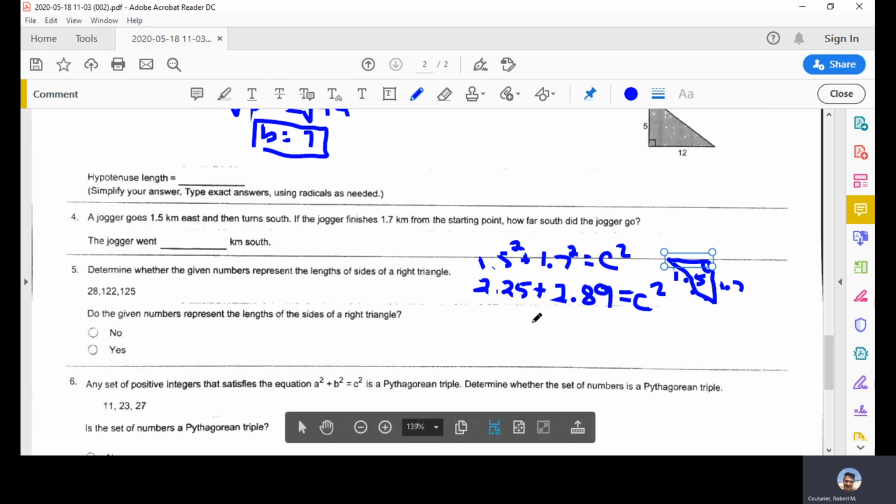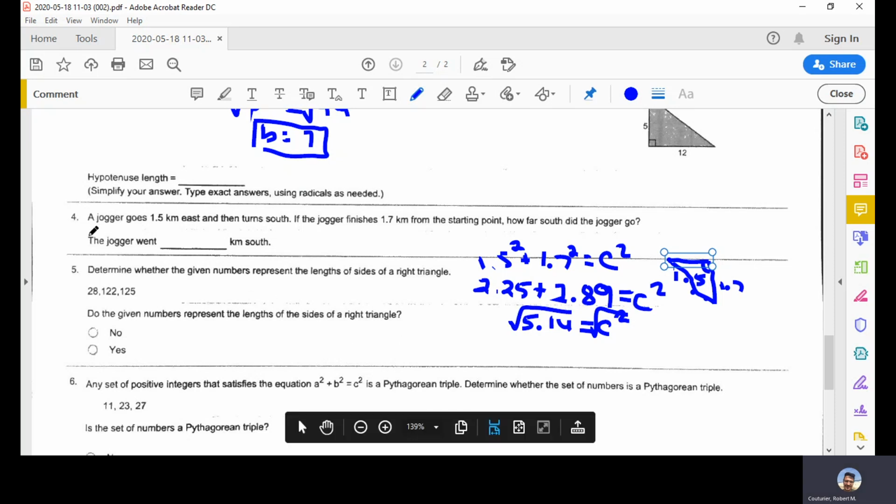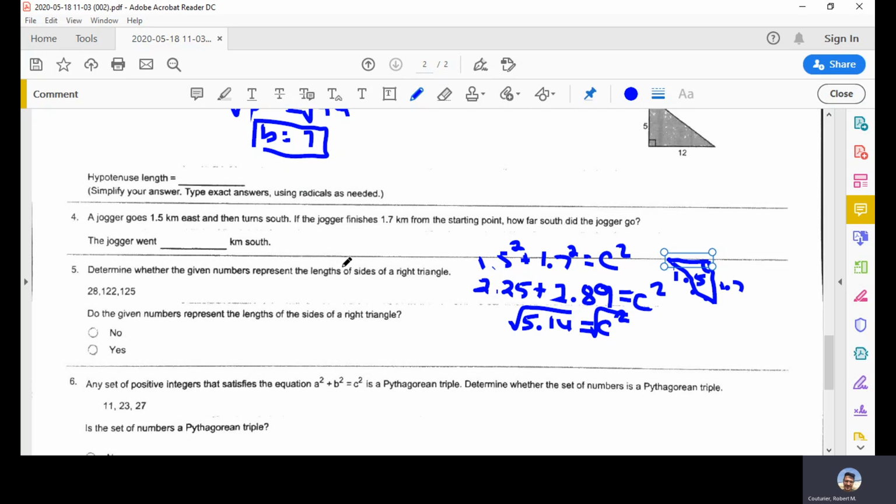That gets you 5.14 equals c squared. Remember, take the square root. We got to be careful here. Did it say what we needed to round our answer to? No, it doesn't. So let's see what happens. 5.14, and then we take the square root of that. Gives us 2.26.